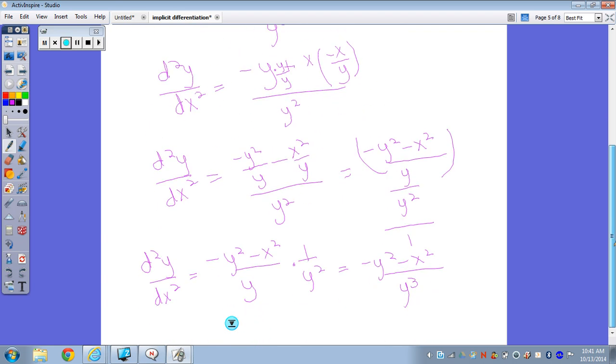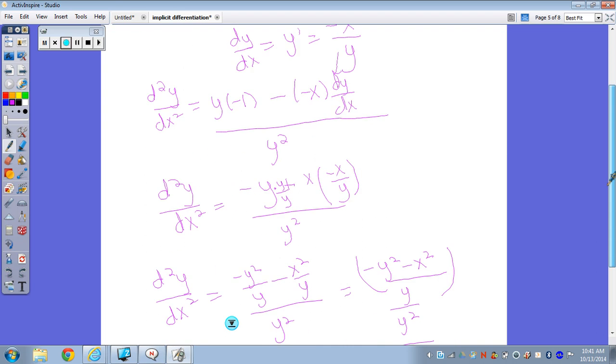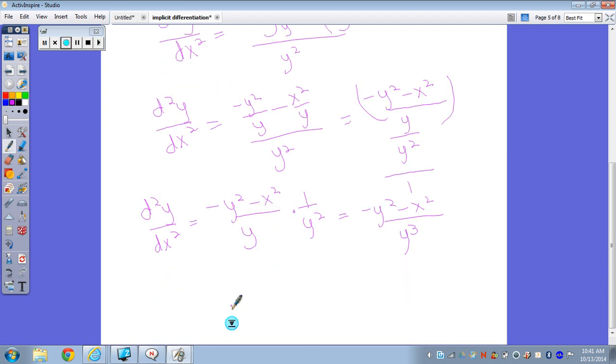So we get that. Now the other thing they occasionally do, and they might in this on a multiple choice, is they'd factor out my negative 1. And if I factor out my negative 1, I would get x squared plus y squared, or y squared plus x squared. They're the same thing.